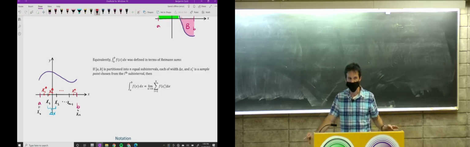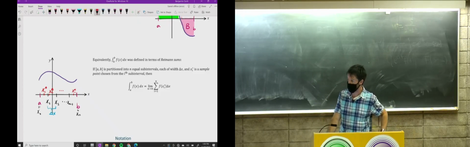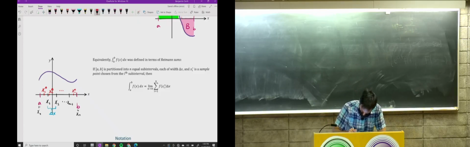Having chosen your sample points, you can create these rectangles whose heights are given by the value of the function at the sample point. So let's see, the height of the function at the first sample point will be right there. So that's going to be the height of my first rectangle. The value of the function at that second sample point is right there. So that's going to be my second rectangle. The height of the function at the nth sample point is right there.